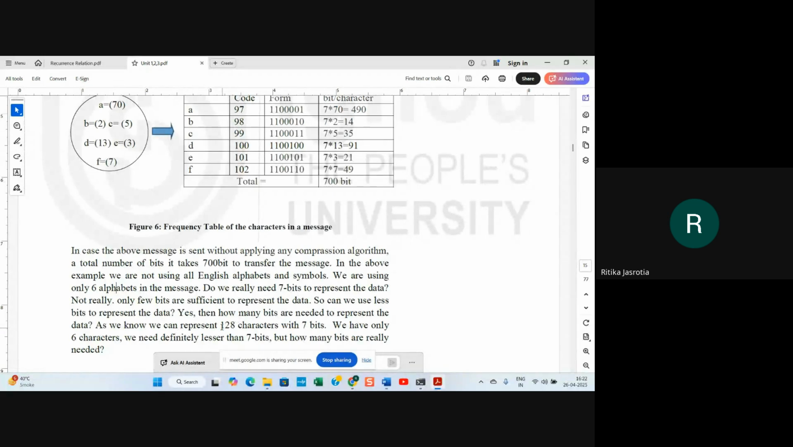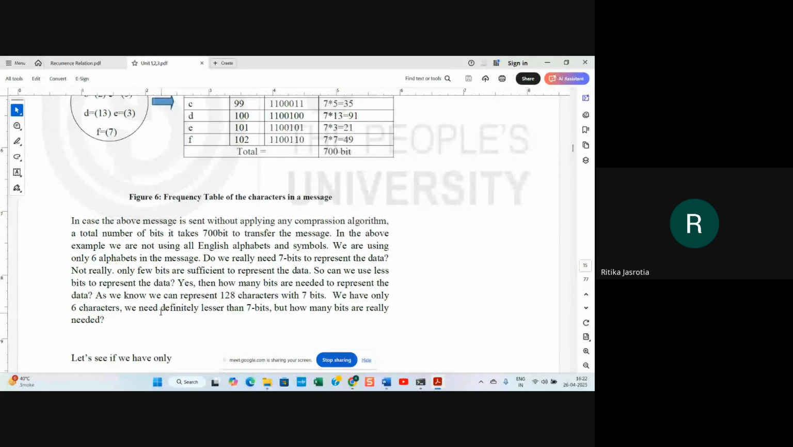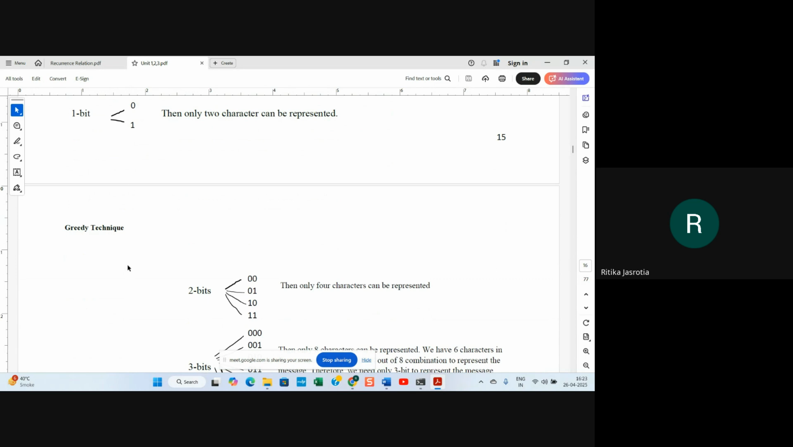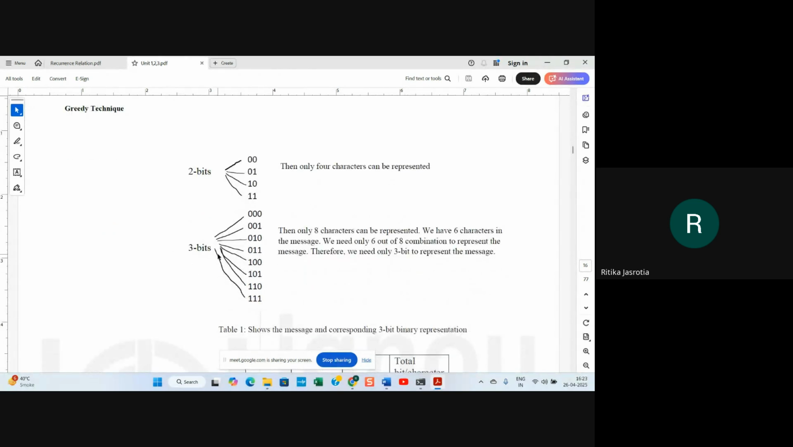As we know, we can represent 128 characters with 7 bits. We have only 6 characters. We definitely need fewer than 7 bits, but how many bits are really needed? So let's see. If we have only 1 bit, 0 or 1, then only 2 characters can be represented, 0 and 1, right? Then 2 bits: 00, 01, 10, 11. These are the 4 characters that can be represented. Then 3 bits: 8 characters, 000, 001, and so on.